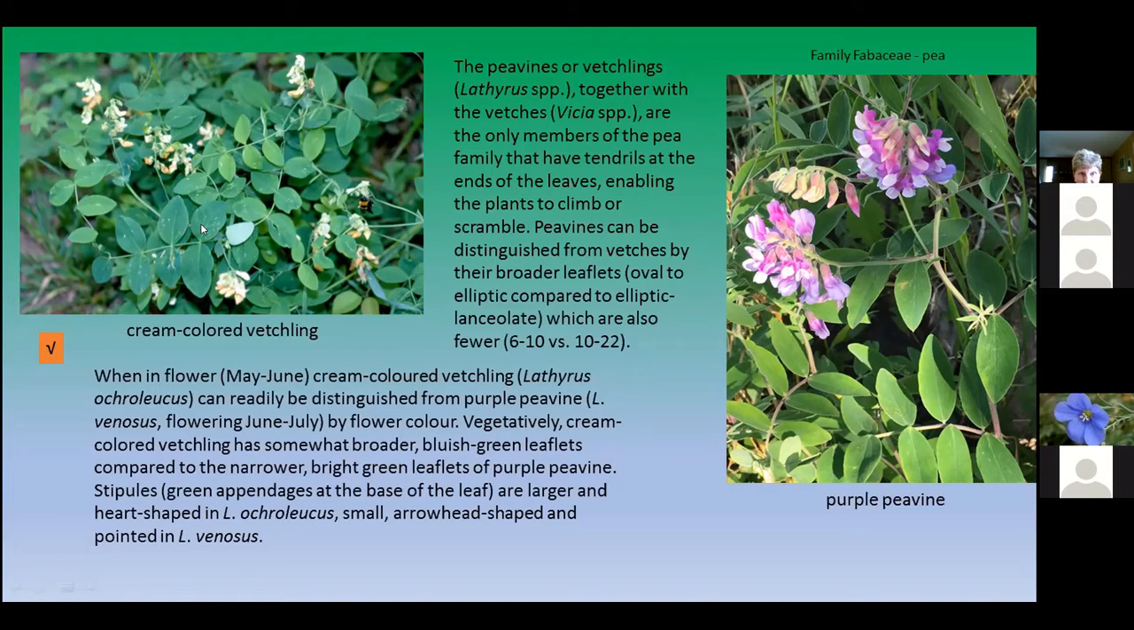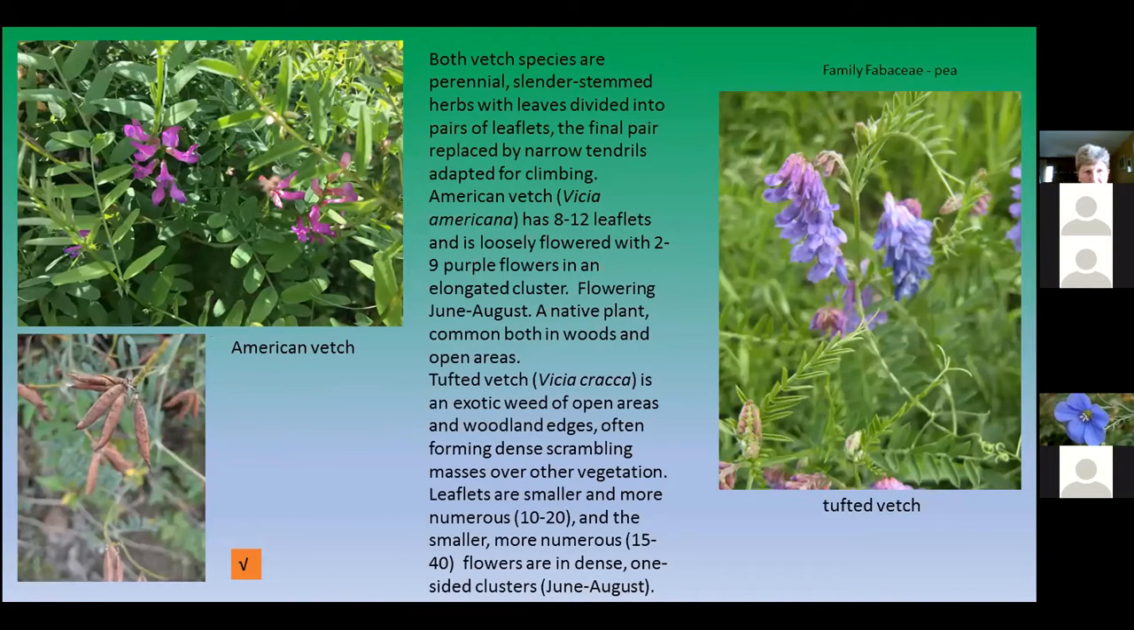Another character is that the foliage tends to be bluish green in the cream-colored vetchling, but bright green in purple pea vine. And as you know, as members of the pea family, they will be fixing gaseous nitrogen in the soil. The other pea family member is the American vetch, which is something of a climbing plant. It has deep purple or blue flowers in racemes, in stalked spikes.